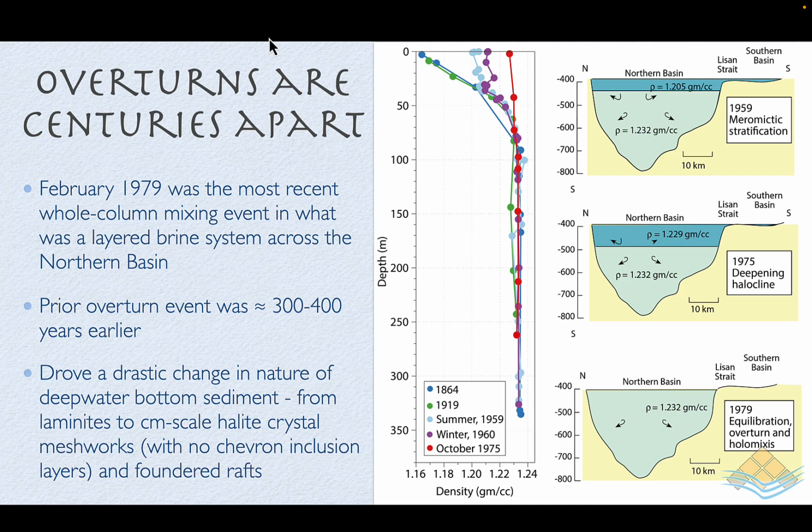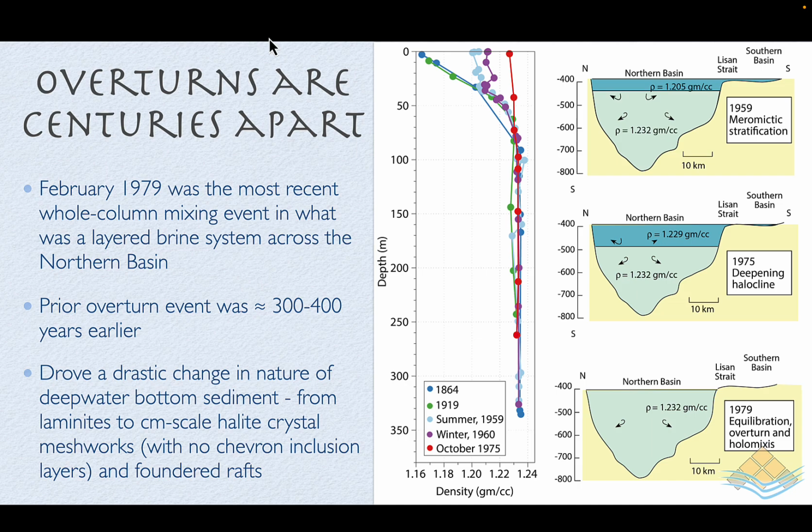If we plot the history of that density stratification until it experienced overturn in February 1979, we can see back in 1959 it was densely stratified or meromictic with an upper density of around 1.205 and a lower density of 1.232. We follow that through into 1975, and then we can see that the halocline is deepening. We're still with density stratification. The upper brine mass had a density of 1.229 and the lower mass had a density of still relatively stable 1.232.